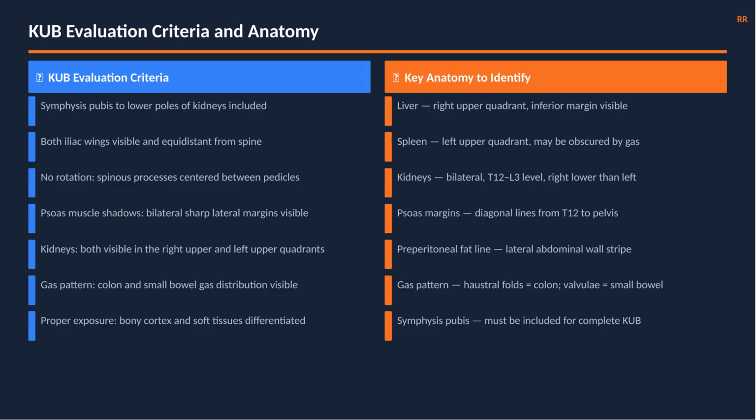Psoas margins. Their sharpness reflects retroperitoneal fat planes. The gas pattern. Haustral folds in the colon do not extend fully across the lumen. Valvuli, the circular folds of the small bowel, do extend fully across. That difference in fold pattern is how you distinguish the two on the radiograph. And the symphysis pubis must always be included.